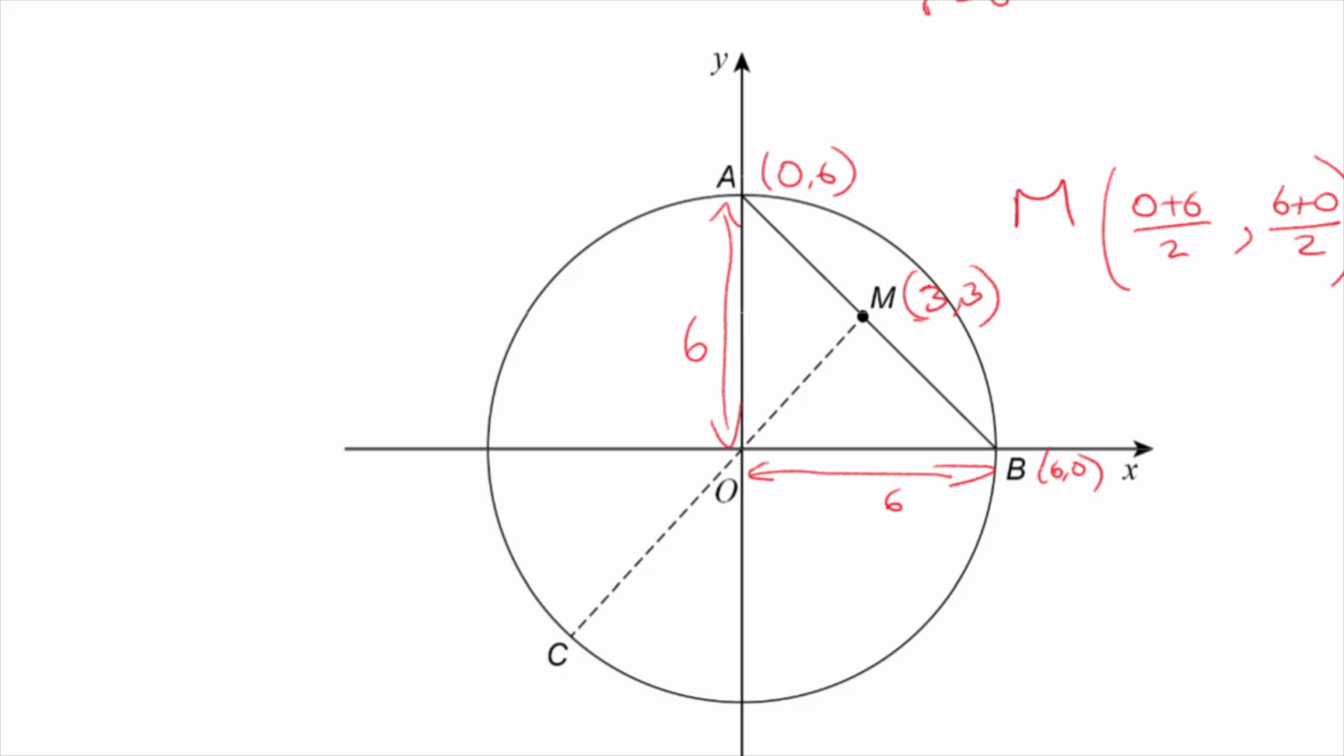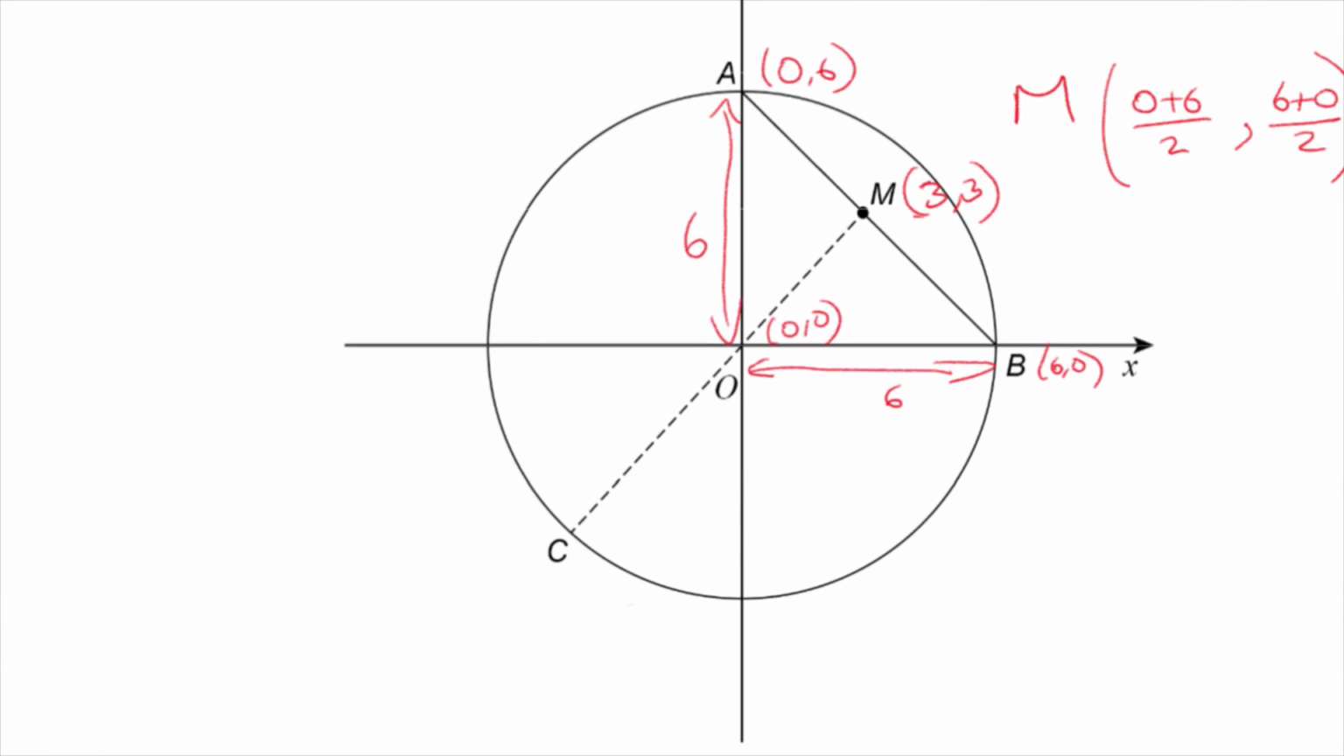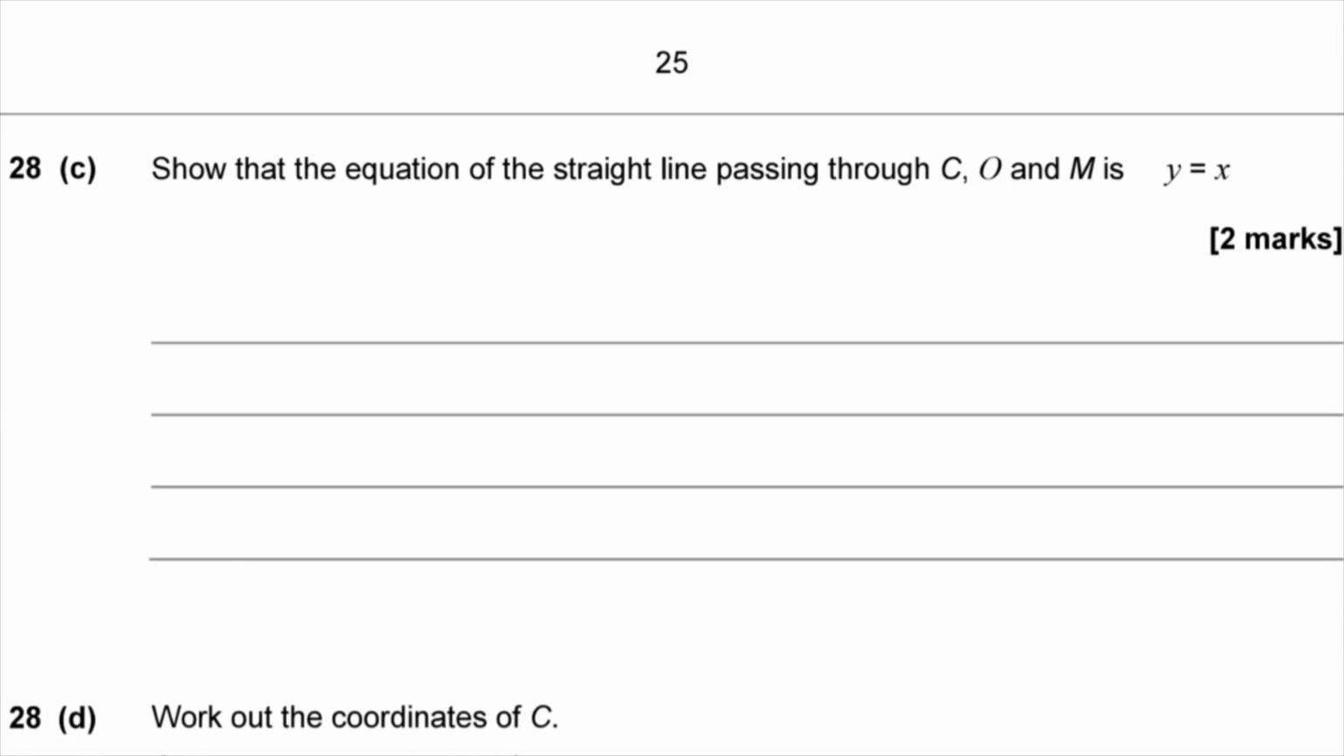So my line COM goes through 3, 3. It also goes through the origin. So it goes through 0, 0 and 3, 3. Well, it's super simple then. So the line passes through 0, 0 and 3, 3.